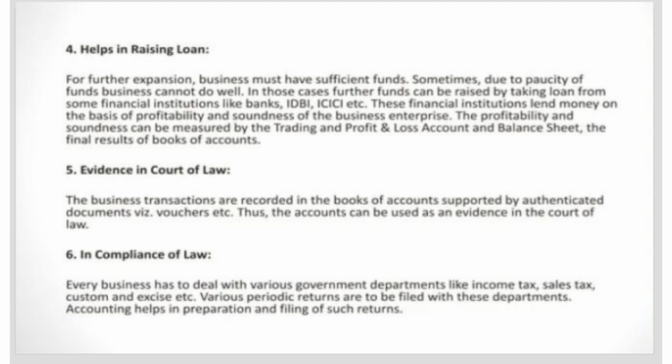Evidence in court or law. The business transactions recorded in books of accounts are supported by authenticated documents through vouchers, etc. Thus, the accounts can be used as evidence in the court of law. In compliance of law, every business has to deal with various government departments like income tax, sales tax, customs and excise, etc. Various periodic returns are to be filed with these departments. Accounting helps in preparation and filing of such returns.